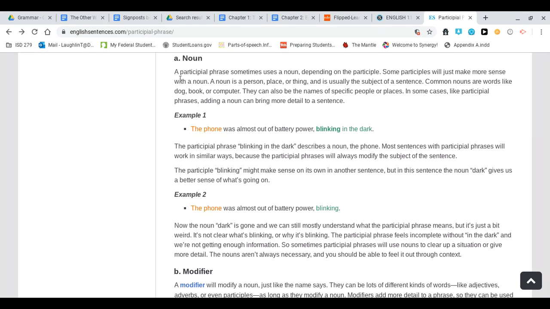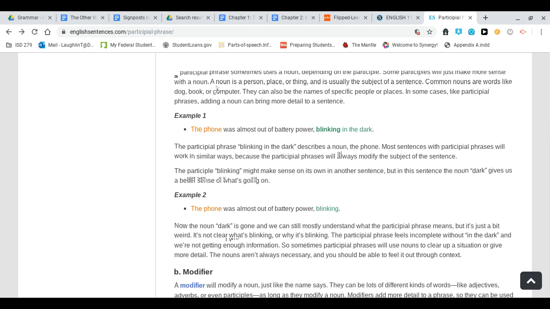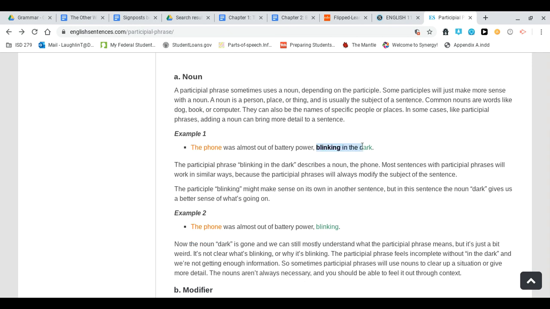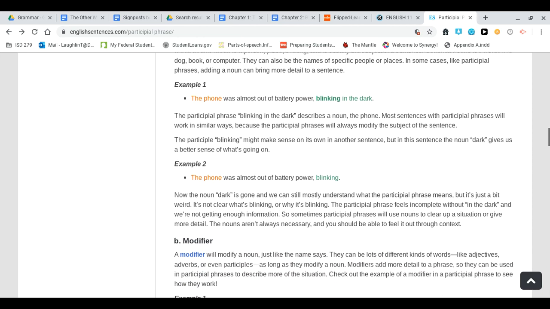Now, if you read this, a participial phrase sometimes uses a noun depending on the participle. This is just a simple example, but we're getting into dangerous territory here because look how far the participial phrase is from the noun. So the noun starts the sentence, and then the participial phrase is at the end of the sentence. It's okay to do this, but it can be dangerous. And we'll look at why that can be dangerous for meaning here in a few minutes.